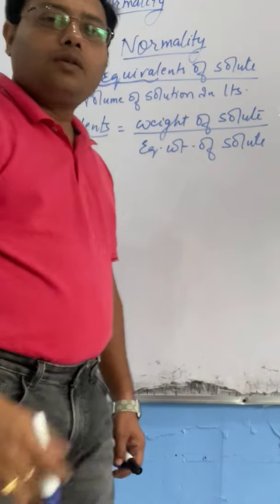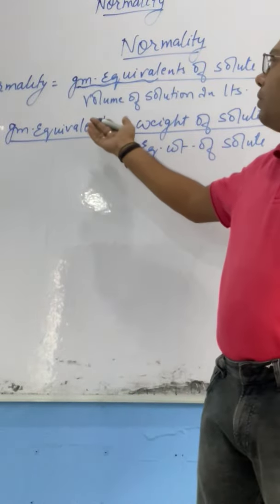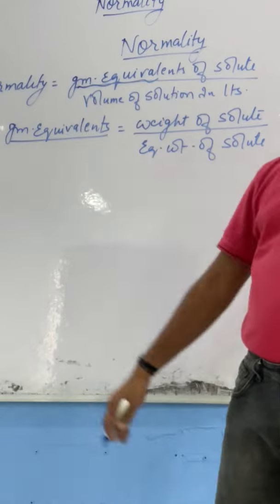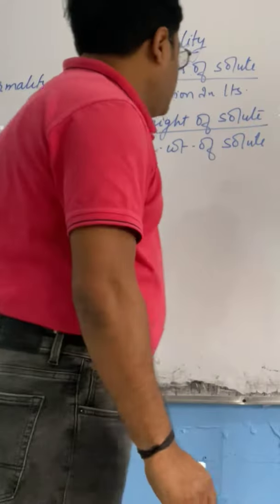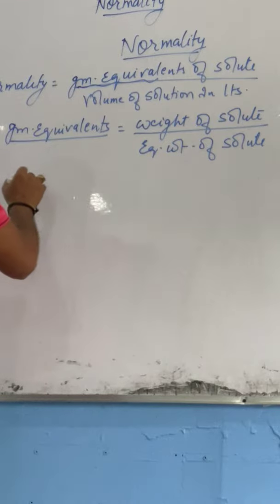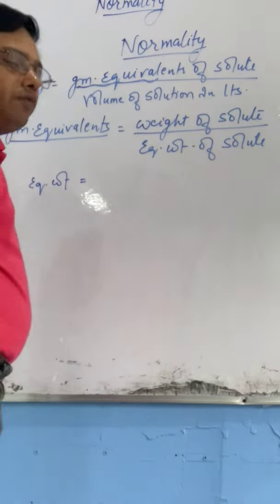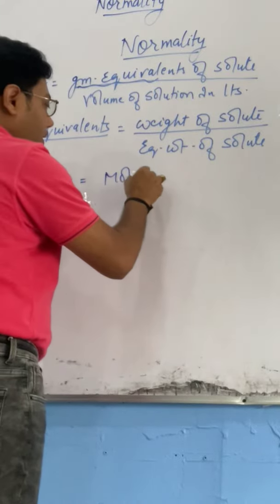Now again the question arises, my dear students, what if you don't know how to calculate the equivalent weight? Then how will you calculate the gram equivalents of the solute? For that, we again apply a simple formula of equivalent weight. The formula of equivalent weight is equal to molecular weight upon n factor.